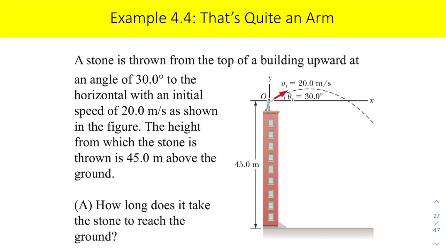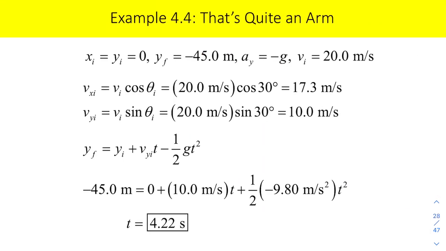How long does it take the stone to reach the ground? This is the total time taken from the start until it reaches the ground somewhere here. If you see the solution here, you are using x initial equals 0, y initial equals 0, and y final is negative 45 meters, because it's below the origin. Why? Because your starting point is somewhere here already.